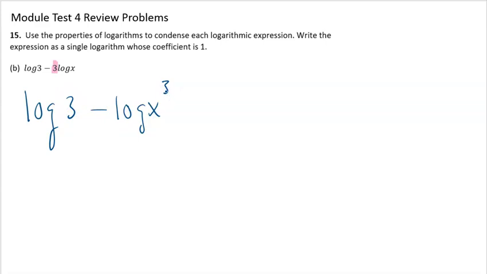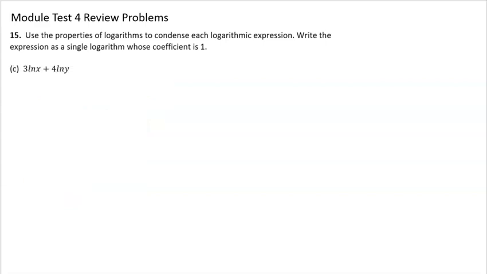Okay? And then now I need to divide. So they're both the same base 10. So I say log of 3 divided by x to the third. And you could put parentheses around that or not. It would still be right because you're taking the log of all of that. I like the parentheses because it's a little easier to tell what's going on.